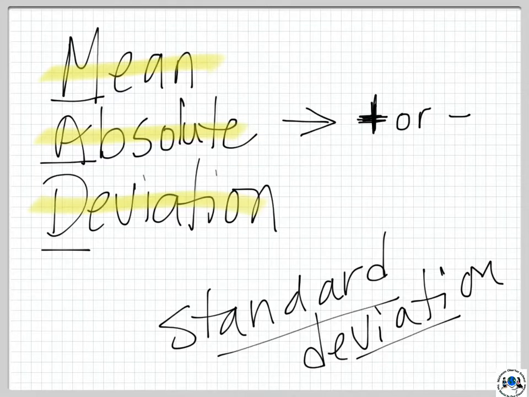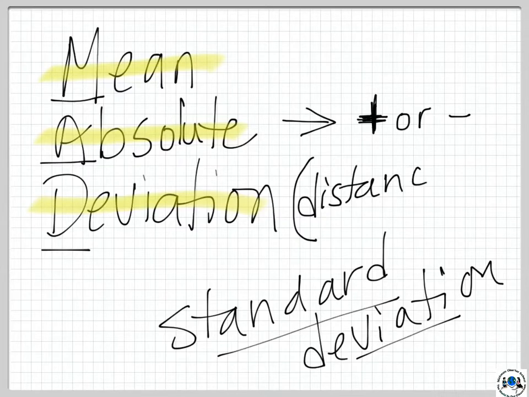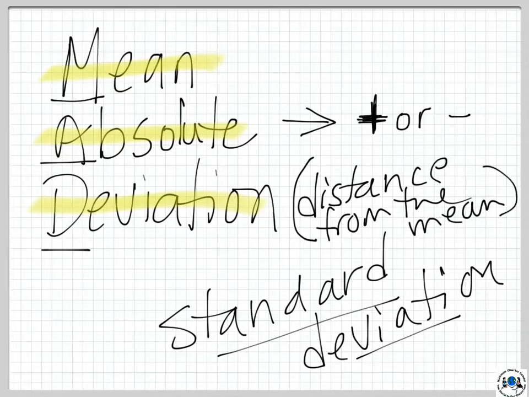And if you don't know what deviation means, that means kind of a distance from a norm or whatever. In this case, distance from the mean. If you deviate, that means you go off on a different path, a different direction.